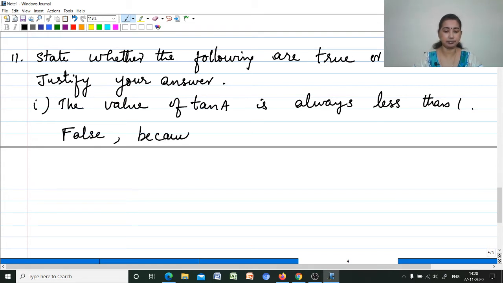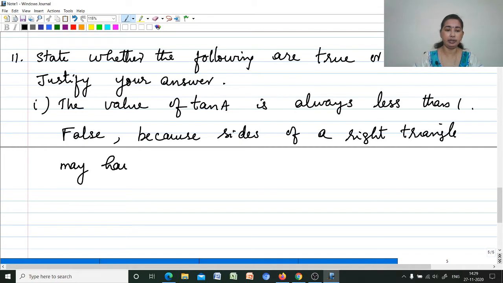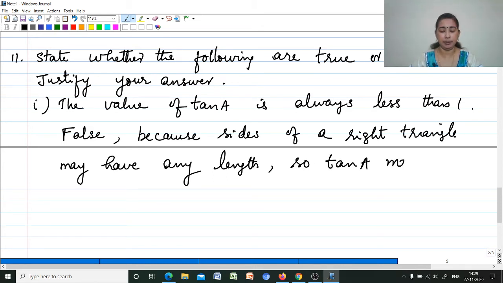because sides of a right triangle may have any length. So, tan A may have any value.